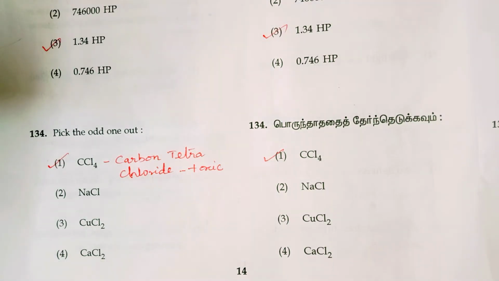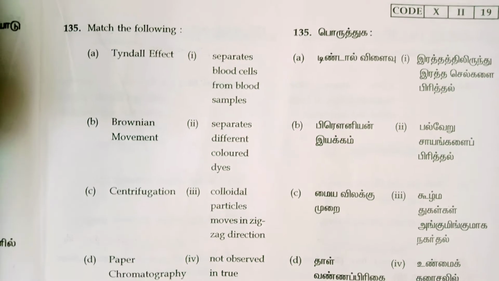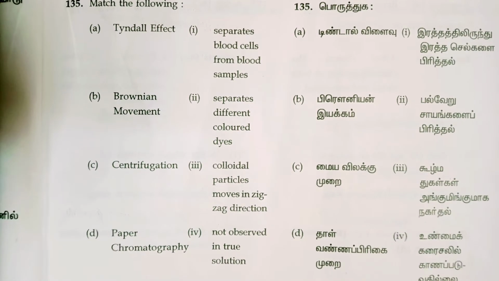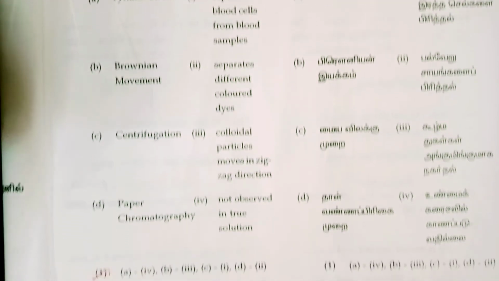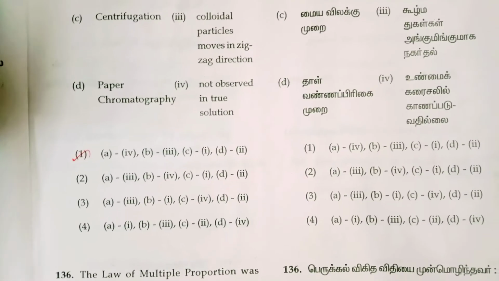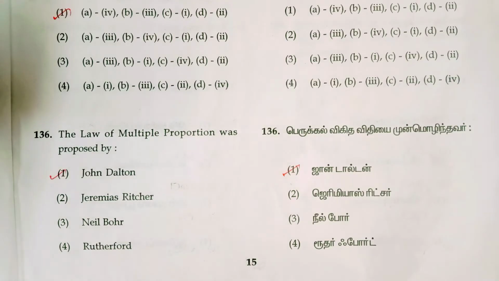Pick the odd one out. CCl4, carbon tetrachloride, which is toxic. Match the following. Tyndall effect not observed in true solution. Brownian movement: colloidal particles move in zigzag direction. Centrifugation separates blood cells from blood samples. Paper chromatography separates different color dyes. That is, answer is first one.